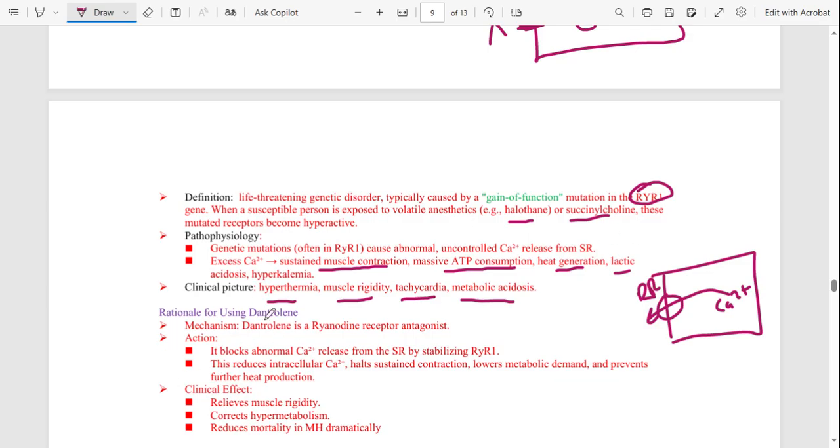So when you use dantrolene, what it does is that it will basically stop this ryanodine receptor, which is hyperactive, and so the calcium will not be able to move out of the ryanodine receptors. So it relieves muscle rigidity, it will correct the hypermetabolism, and it will be able to reduce death in malignant hyperthermia. It will also reduce the tachycardia and hyperthermia, and basically all these effects. Does that make sense?